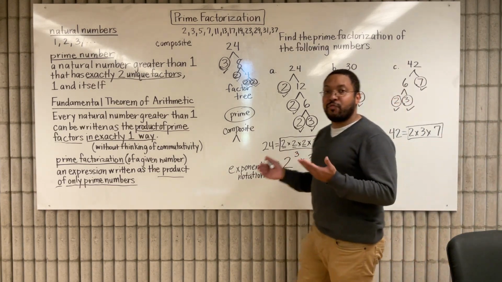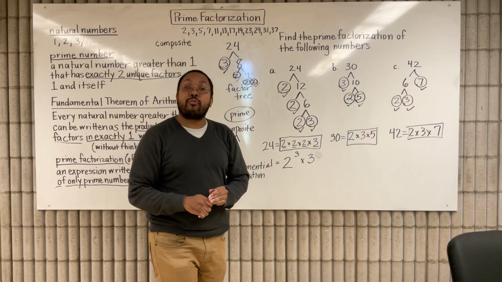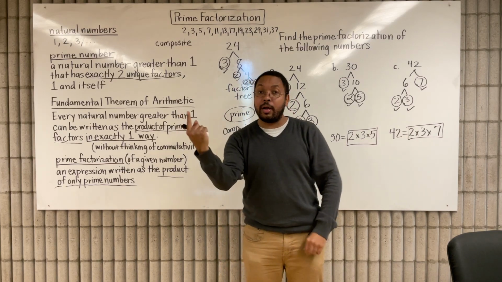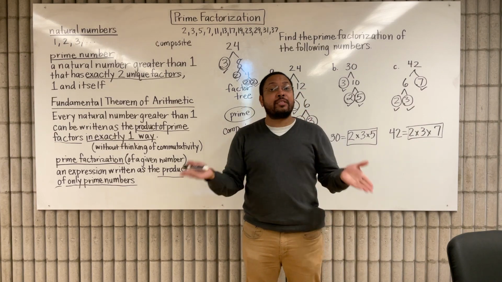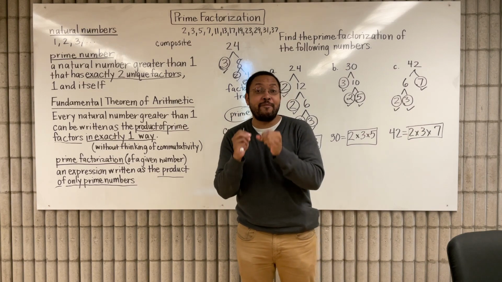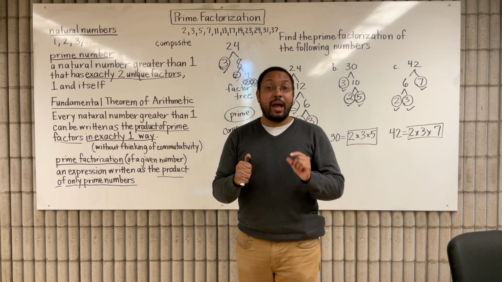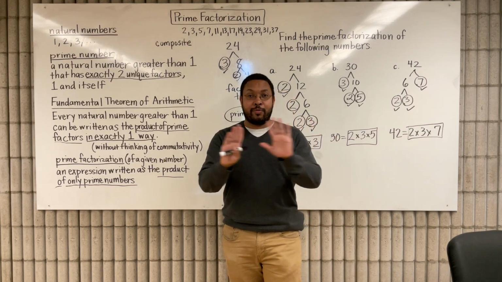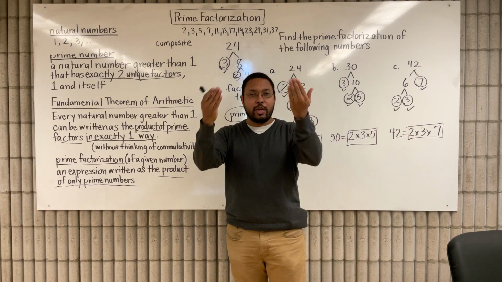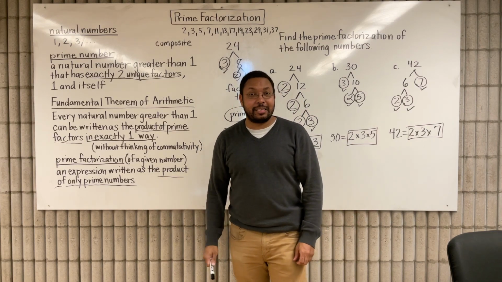I hope that throughout this video you've learned how to prime factor numbers. Just as a recap, prime numbers are numbers that have exactly 2 unique factors, 1 and itself. And the Fundamental Theorem of Arithmetic says that every single number can be broken down into prime factors in exactly how many ways? In exactly 1 way. And it doesn't matter about the order of the factors, you're going to have a unique way to identify that number when you write it out as the product of just prime numbers. And that's what prime factorization is all about.